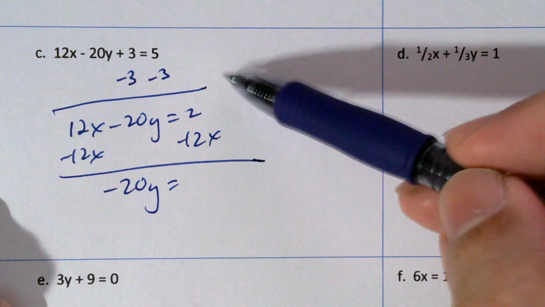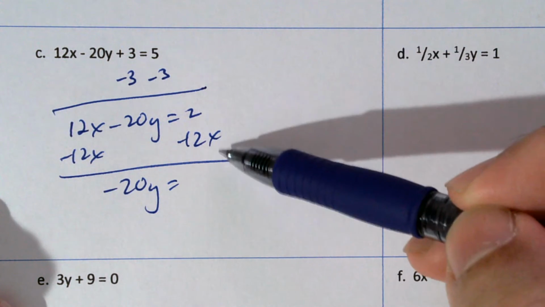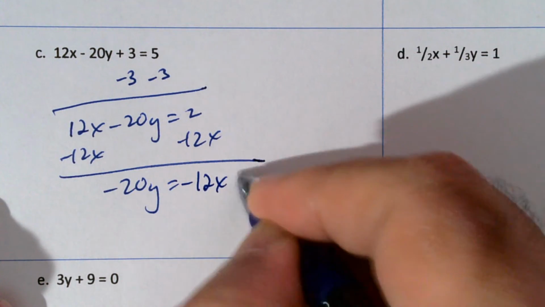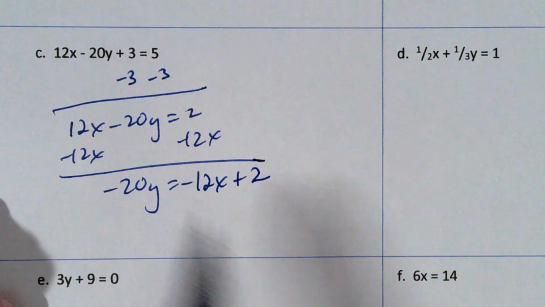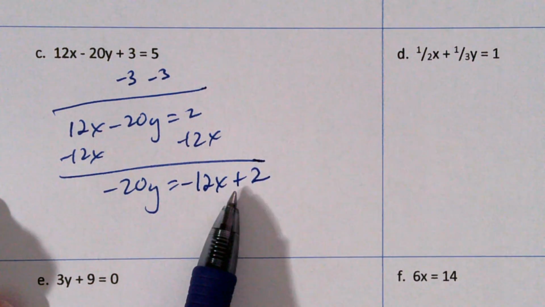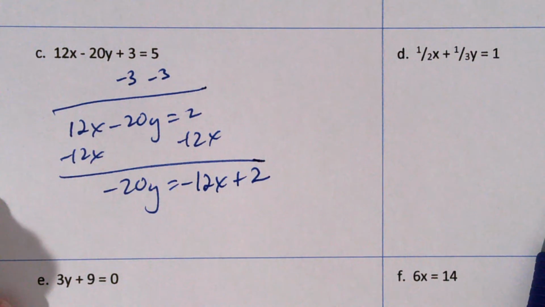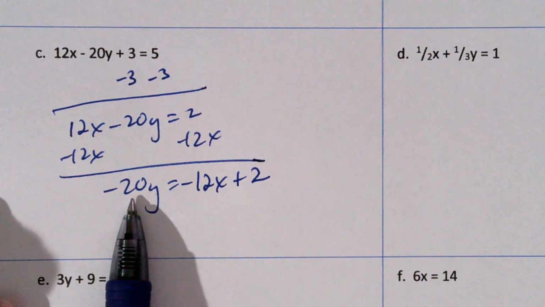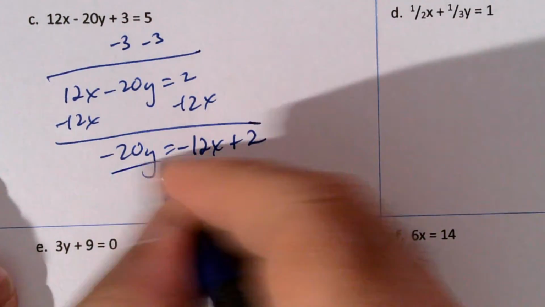Don't forget, the 2 here does not have an x on it, and this one does. The negative 12 does have an x on it. So I cannot combine those two. So I just put them next to each other, separated by whatever appropriate sign is. It's a plus sign, so I'll put a positive. Yeah, that's it. All right, now I have to continue to isolate the y, so I divide by negative 20.